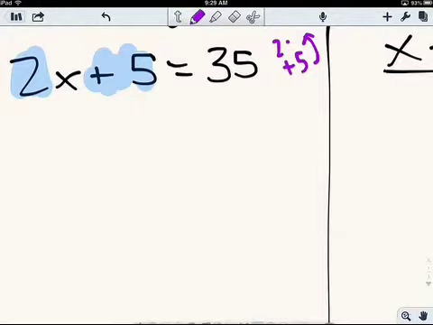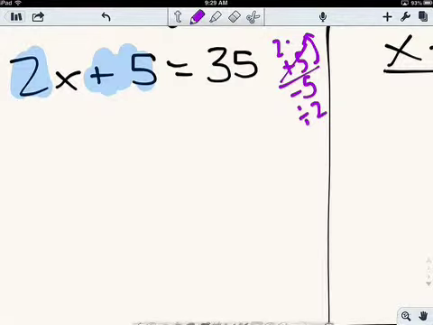And so the first thing I'm going to do is take away 5, and that's going to undo my plus 5. And then I'm going to undo times 2 by dividing by 2. And so let's see how that plays out. So far all I've done is think about the problem and understand what's in it, and now I'm going to proceed with my plan.